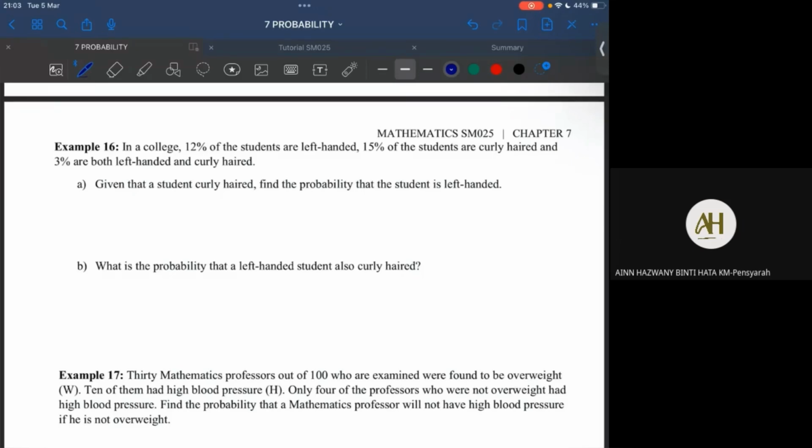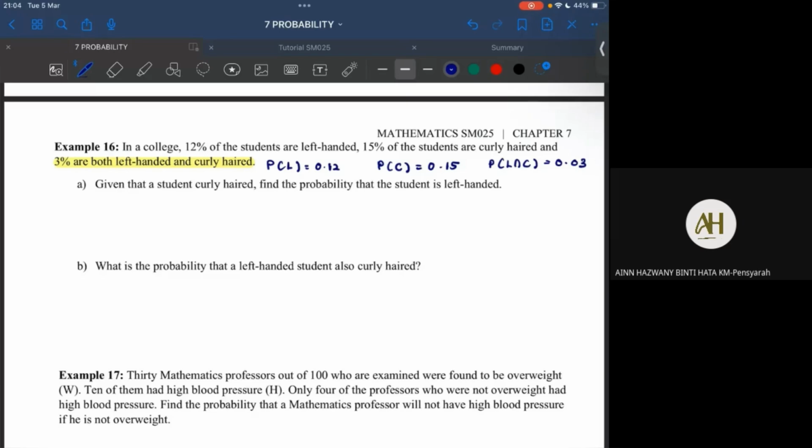Okay, kita keluarkan dulu informasi yang ada dekat sini. Left-handed is 12%, 0.12. Curly hair, 15%. 3% are both left and curly head. So intersect. P(left-handed intersect curly head) ialah 0.03. Okay, so ini apa yang ada daripada soalan.